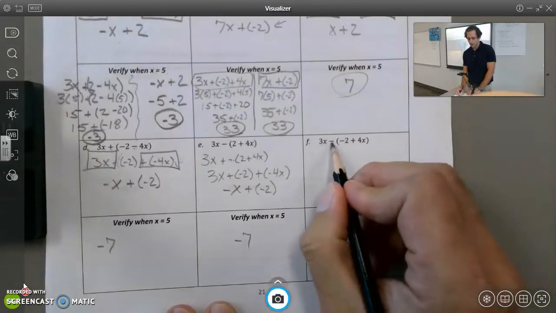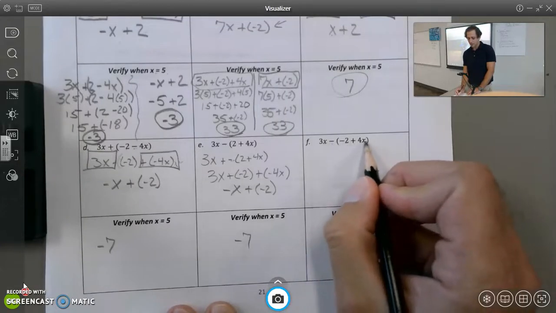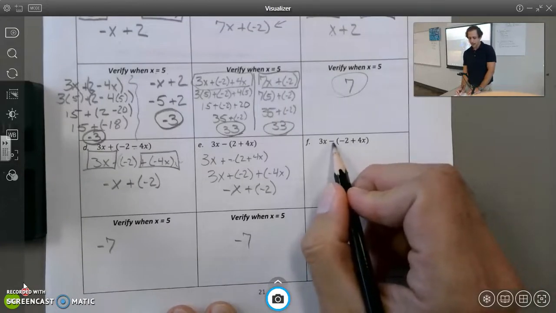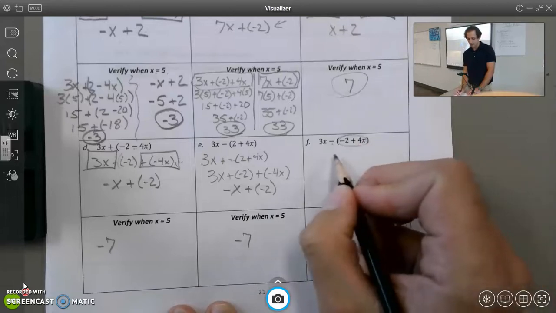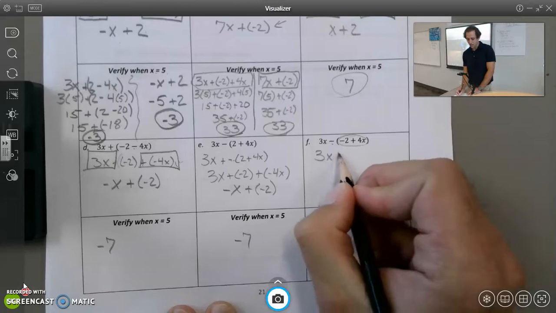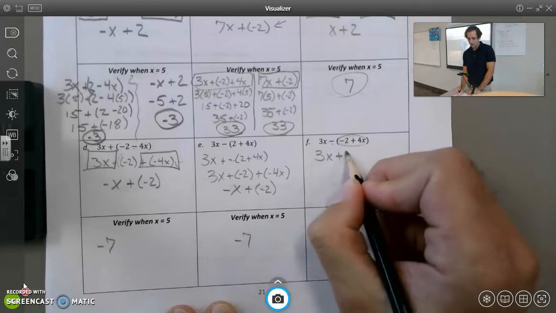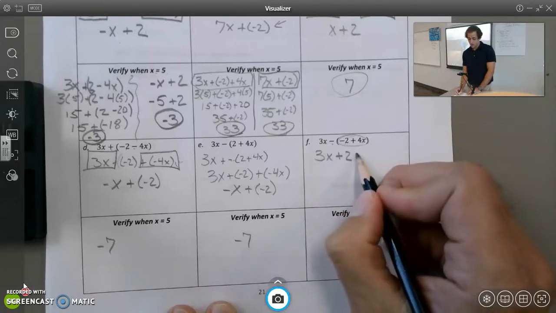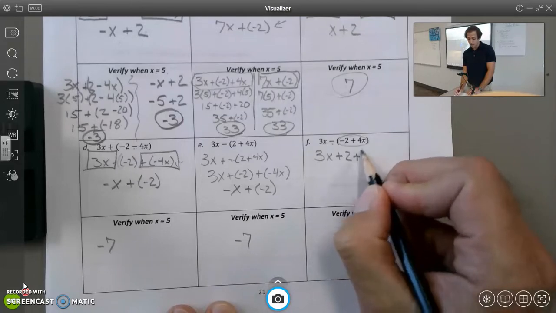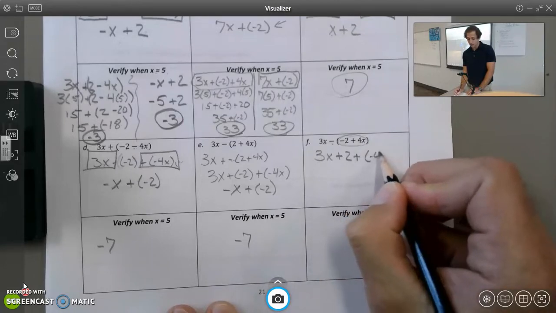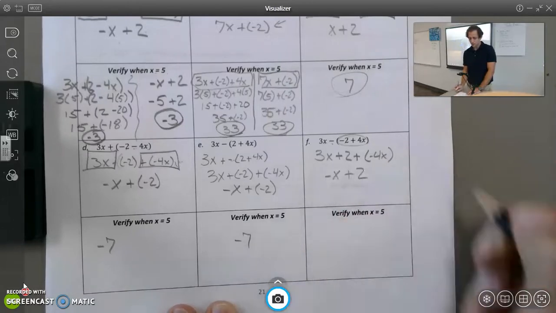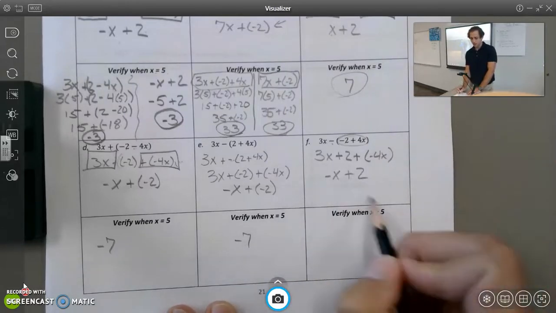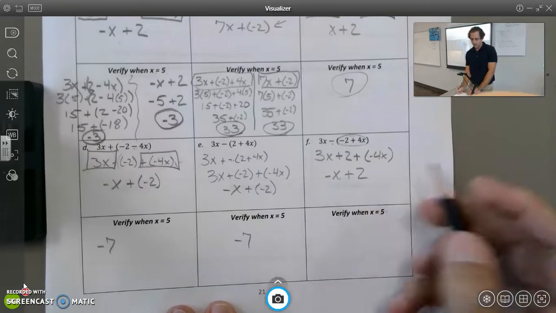3x minus negative 2 plus 4x. Again, we are adding the opposite of everything in these parentheses. So that's 3x plus the opposite of negative 2, which is 2, and the opposite of 4x is negative 4x. So that's going to be negative x plus 2. When I substitute in 5 for x, I should get negative 3.